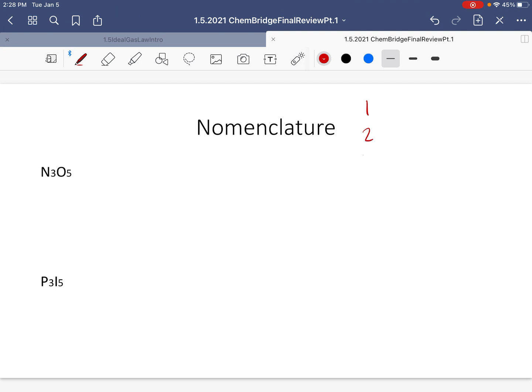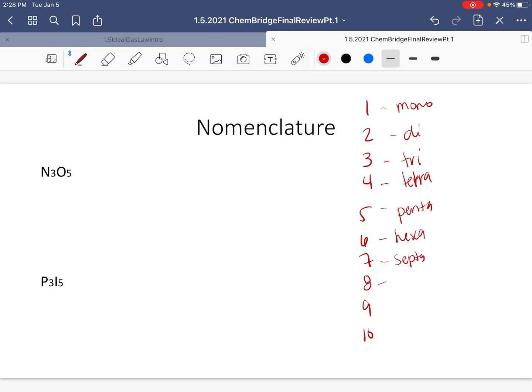Nomenclature. I love nomenclature, guys. You should know your Greek prefixes by now. So we have mono, di, tri, tetra, penta, hexa, septa, octa, nona, and deca.